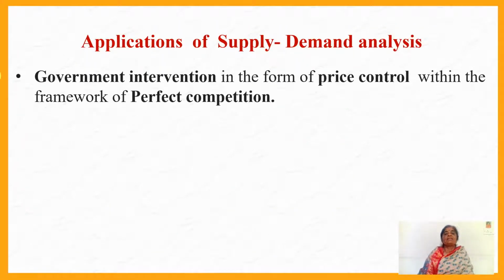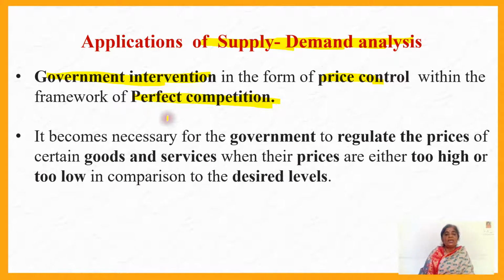Now we will see the application side of supply and demand analysis. So far we have discussed shift in supply and shift in demand. But this application of shifts in supply and demand is going to be taken to real situations of the world. Here, the government always intervenes in the prices of the market, in order to facilitate both the producers and the consumers, through a government intervention in the form of price control. Within the framework of perfect competition, because we are studying under the perfectly competitive situation, it becomes necessary for the government to regulate the prices.